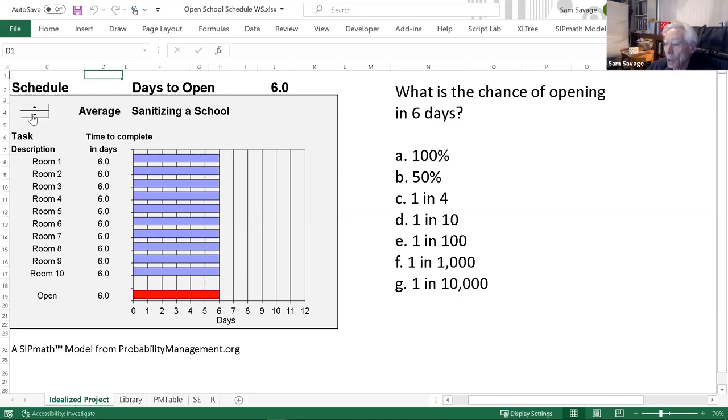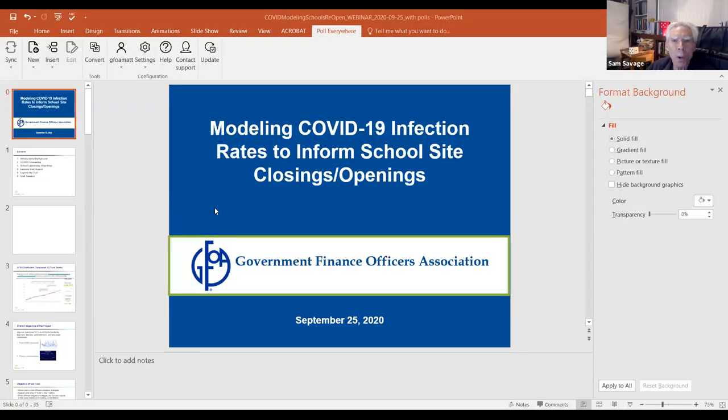That's when the school opens. So what I'd like to do now is go to a poll. What's the chance the school will open within 6 days? That is, 6 days or less. 100%, 50%, 1 in 4, 1 in 10, 1 in 100, 1 in 1,000, 1 in 10,000. And when you're dealing with chance, like horseshoes and hand grenades, close counts. So one of these answers is pretty close. Can we put up the poll?